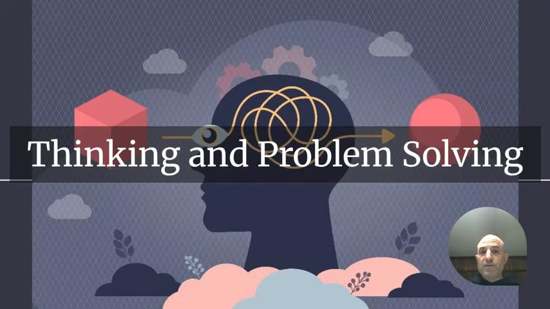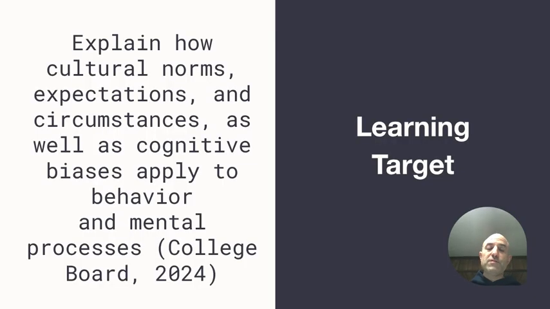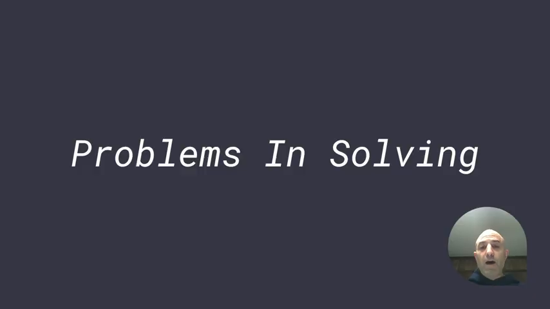In video two of the series, we're talking about thinking and problem solving and looking at some of the different ways that our brains attempt to solve problems. So here's that learning target again, from the College Board, looking at how all of these different factors like cultural norms and our context, as well as our cognitive biases, affect the ways that we process information.